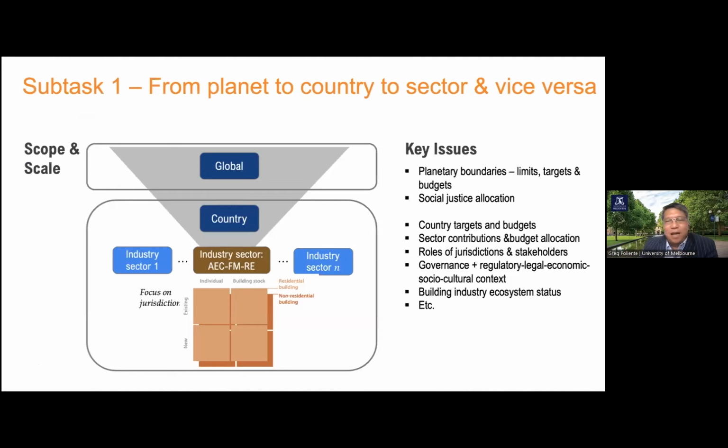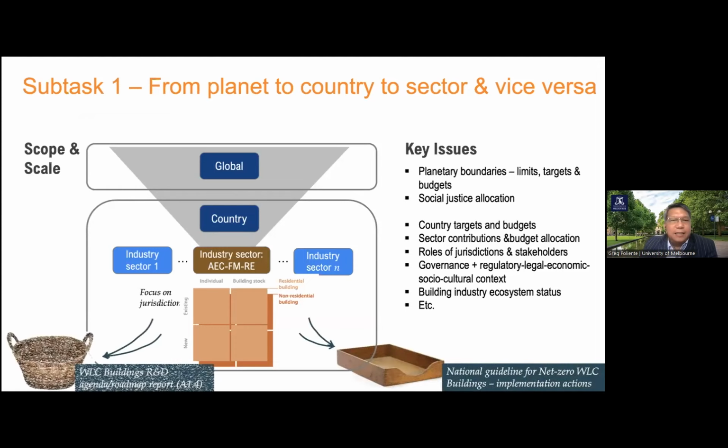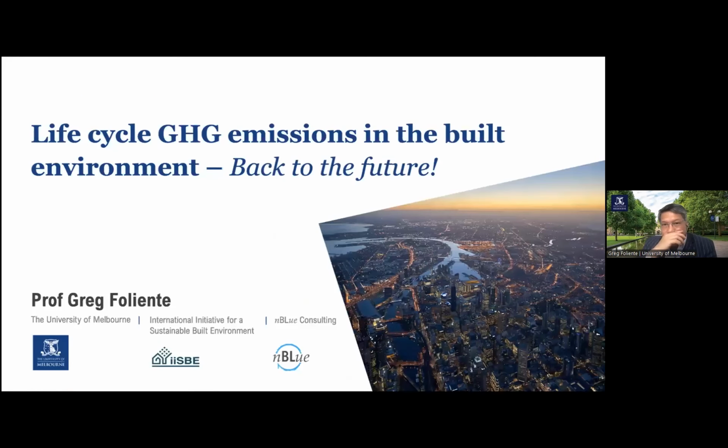From embodied coal 100 years ago to embodied carbon, from building to building stock to country to global, and we're going back in Annex 89 from planet to country to sector and to individual buildings. And so what we would like to produce in Annex 89 is the guideline for each country, but also the roadmap. And that's the reason why I say we go back to the future. And I'll be glad to answer your questions later on.